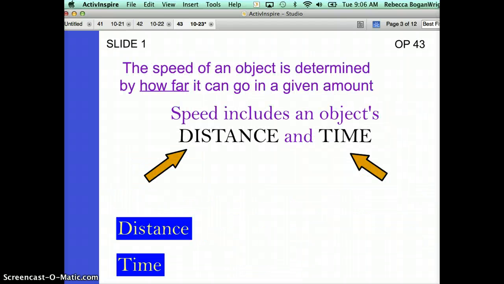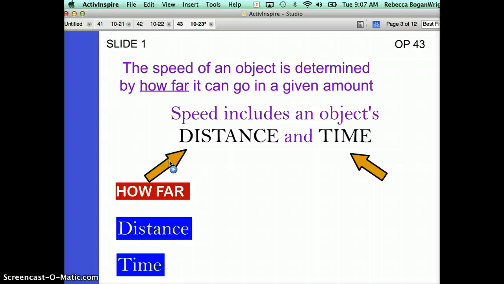So here's where your notes are going to start. On slide 1 of your notes, you're going to take these notes and listen to what I say. So we already covered this idea that the speed of an object is determined by how far it can go in a given amount of time. Sorry for that typo, I should say of time right here. So you need to know that speed includes an object's distance and an object's time that it covered.